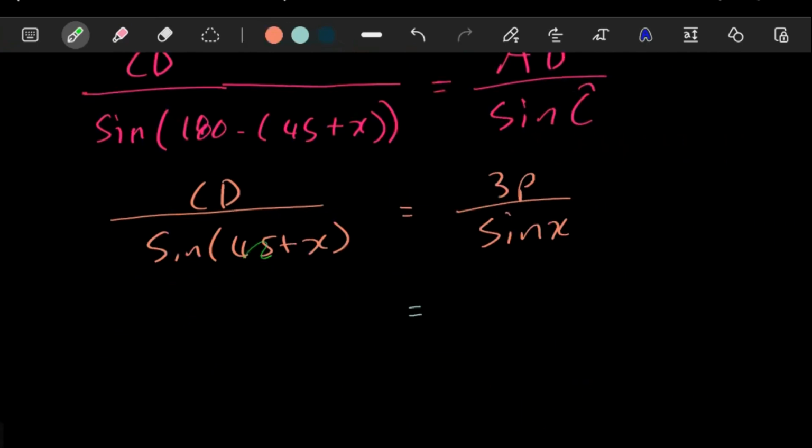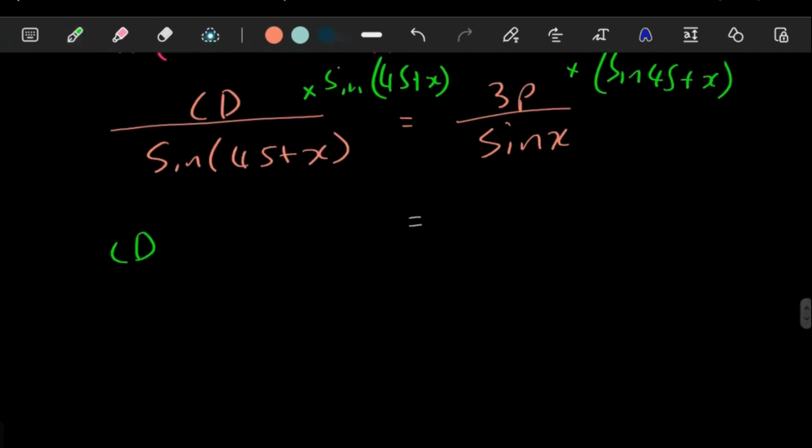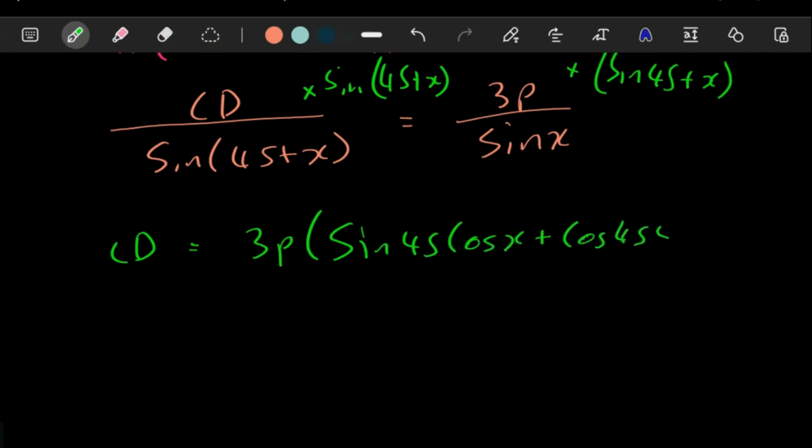So let's just multiply both sides by the denominator here. This side, sine 45 plus X, multiplied by sine 45 plus X. So this is just going to be CD on its own. And then this is going to be equal to, we're going to need to expand this using compound angles. So expanding this is going to be sine 45 cos X plus cos 45 sine X.